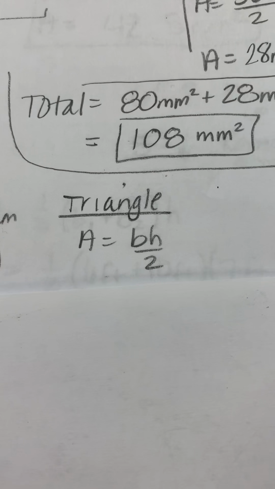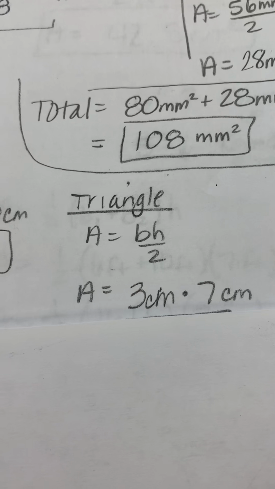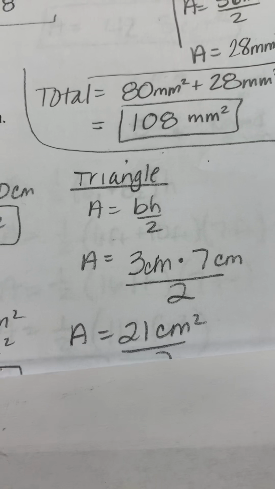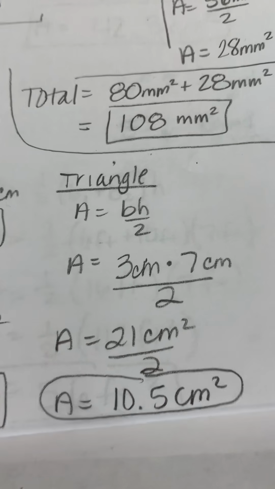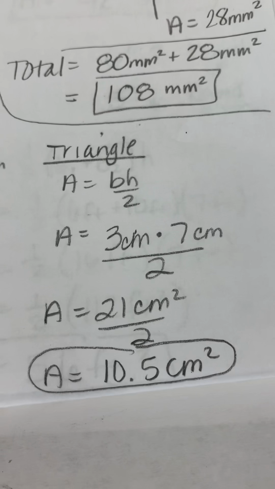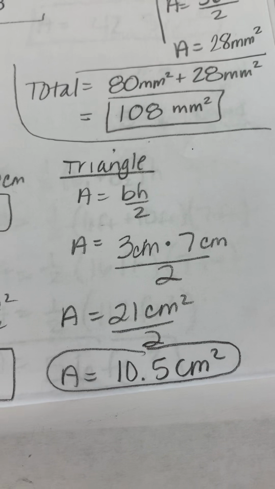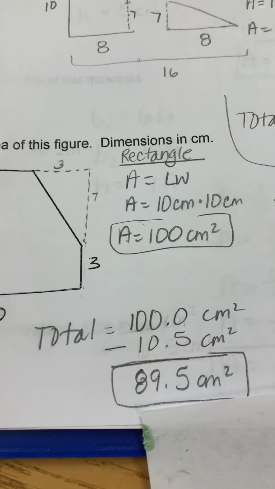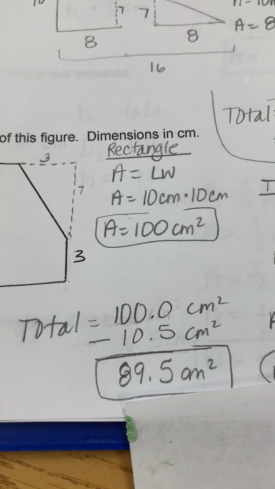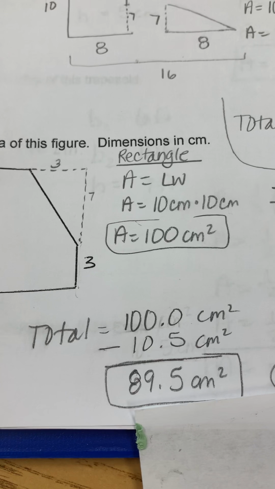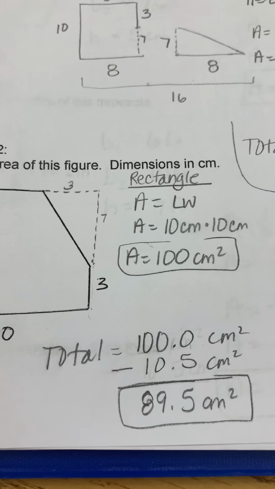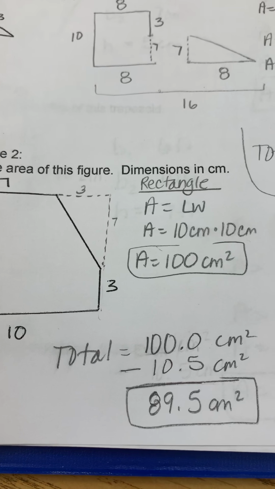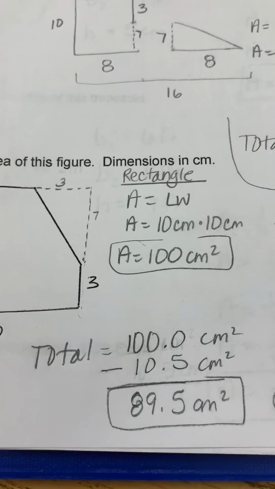So base times height over 2. I should have 3 centimeters times 7 centimeters divided by 2, which gives me 21 centimeters squared divided by 2, and that's 10.5 centimeters squared. So to find the total, I'm not adding them together. I have to subtract. I have to take the big figure and subtract the triangle portion. So I should come up with 89.5 centimeters squared. And I encourage you guys to hit pause along the video and try to solve it yourself. That really is how you're going to gain mastery in this area.